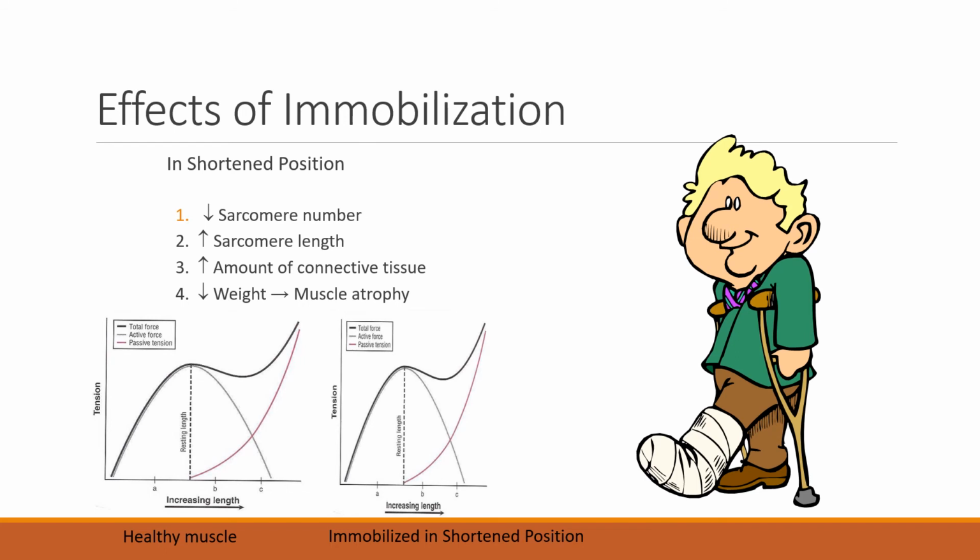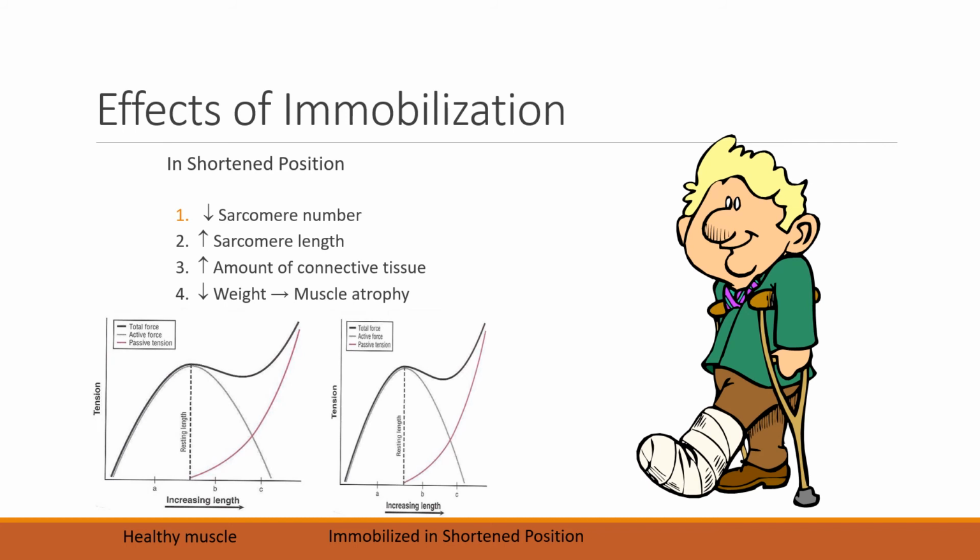Remember that the sarcomeres want to be at 2.2 microns. So the muscles will reabsorb sarcomeres from the ends until the length of the sarcomeres in their new shortened position is 2.2 microns. Once you take away the immobilization, which might be a cast in the case of the fellow in the drawing, then the muscle returns to its more normal length, but the sarcomeres are more stretched out. That's how you have a decrease in sarcomere number and an increase in sarcomere length.